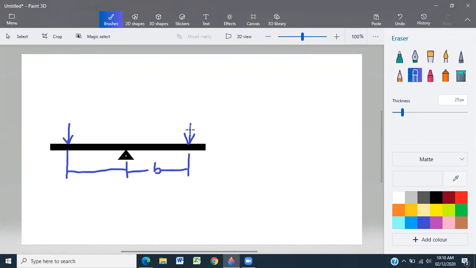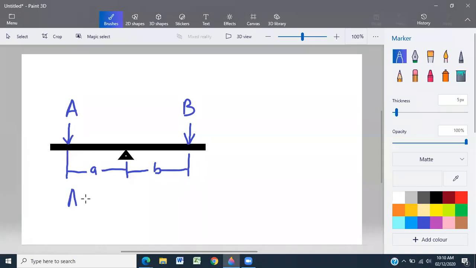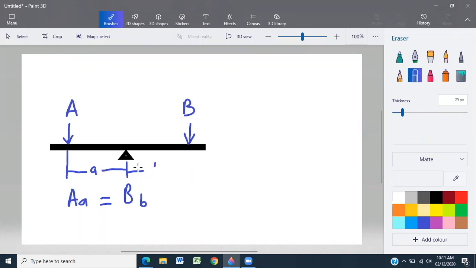In numbers, which you might understand better, what that means is: some force A, some force B, for them to balance the system, A times the distance of A from the fulcrum needs to be equal to B times the distance of B from the fulcrum. And this is just the principle of moments. This is clockwise moments equals anti-clockwise moments, right?